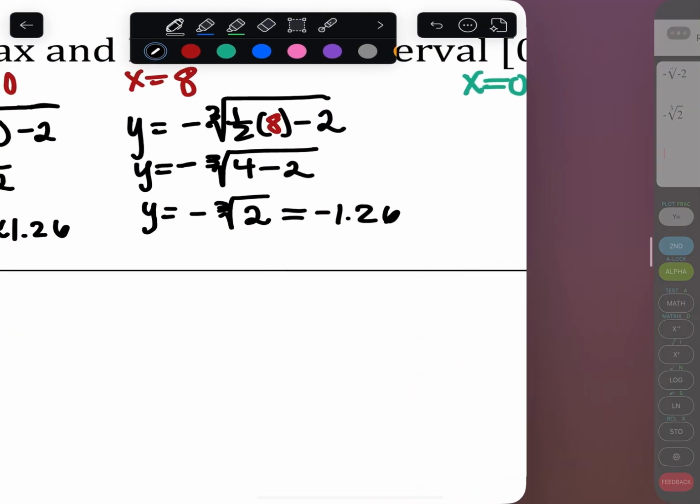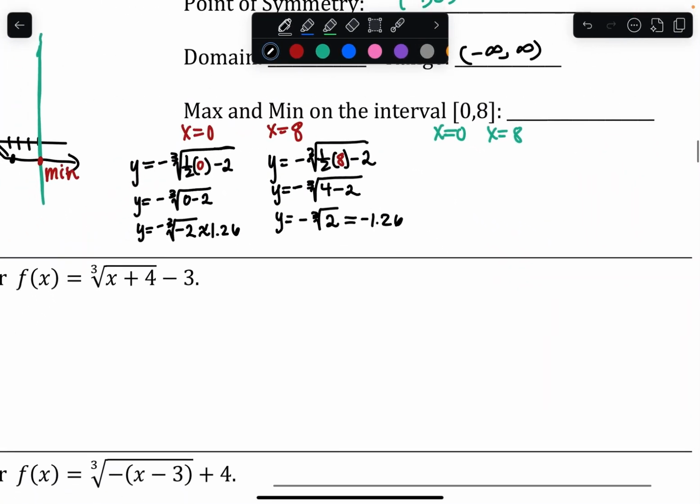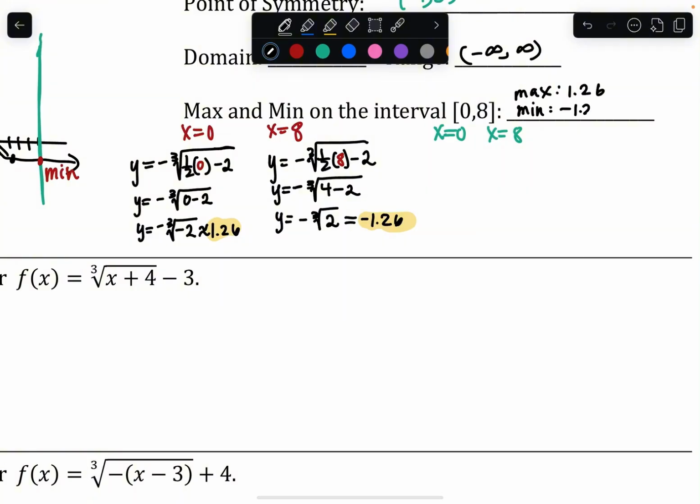Okay, so once again, our max is bigger than our min. It should be that way. And so your answer for the max is 1.26. Your answer for the minimum is negative 1.26.